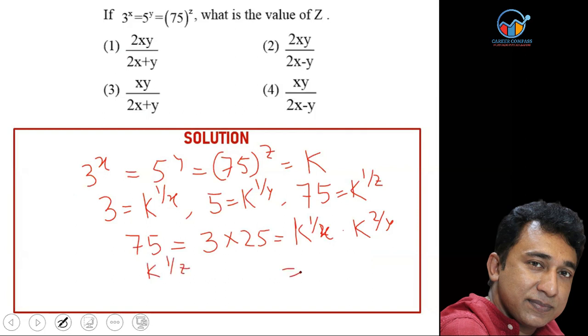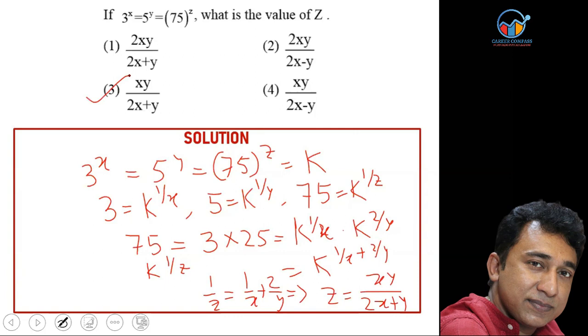So this part, again, you can add the powers. So it will be 1 by x plus 2 by y. So you can ignore k now. You can simply write 1 by z is equal to 1 by x plus 2 by y, which means z will be equal to xy divided by 2x plus y. So that will be option number 3. Yes, Roshi, absolutely. It will be option number 3, of course.